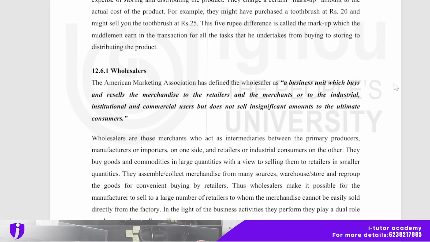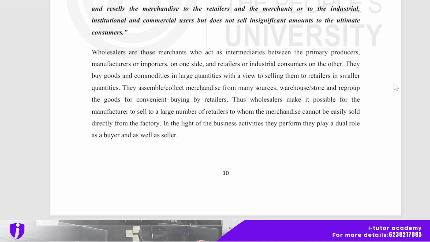The American Marketing Association has defined wholesalers as a business unit which buys and resells merchandise to retailers and to industrial, institutional, and commercial users, but does not sell in significant amounts to ultimate consumers. So wholesalers are those merchants who act as intermediaries between the primary producers, manufacturers, or importers on one side and retailers or industrial consumers on the other side.